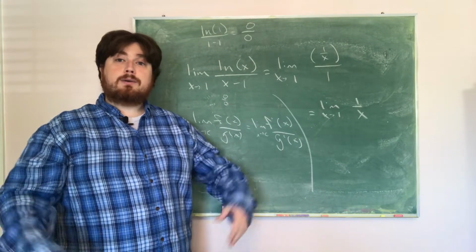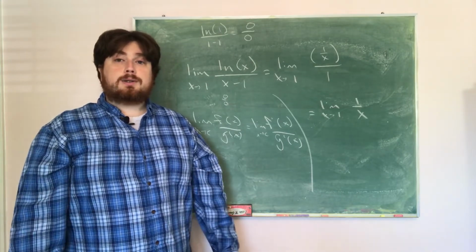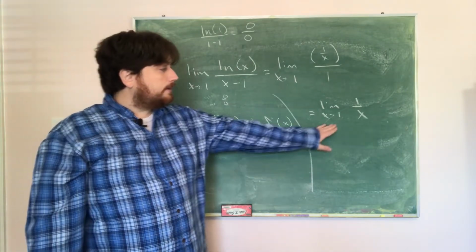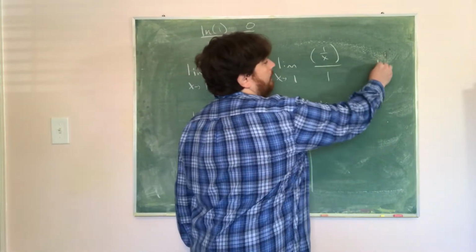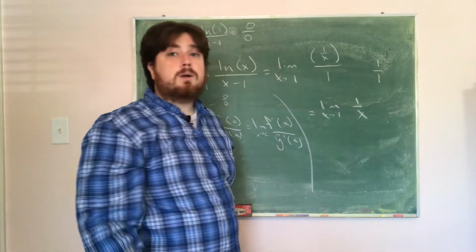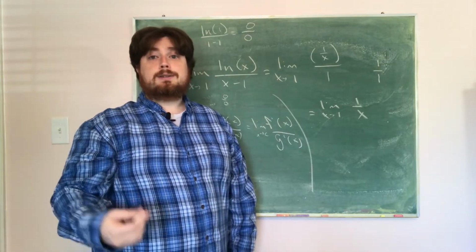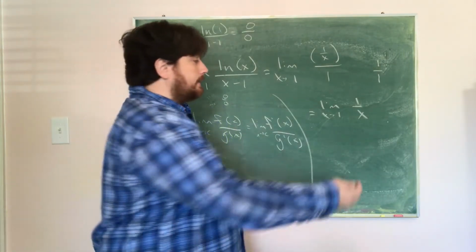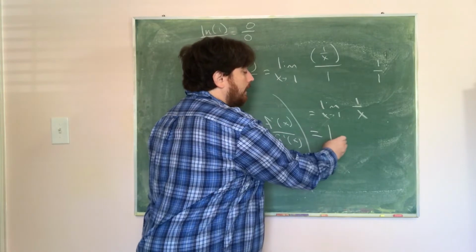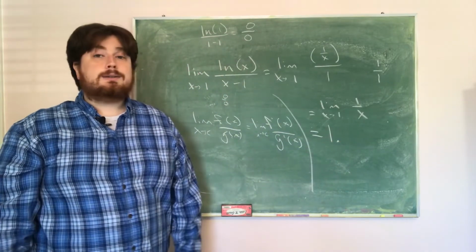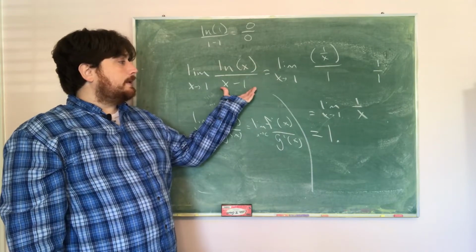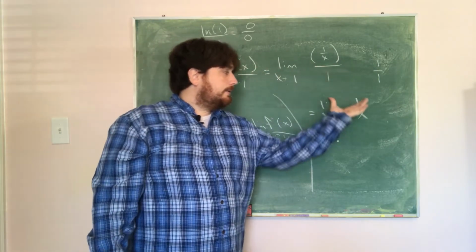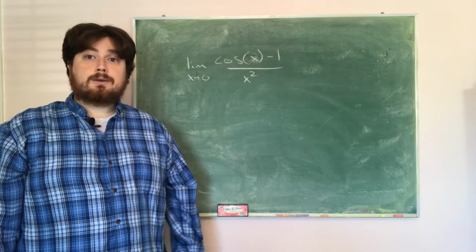And so now I have a new limit to evaluate, so I'm going to start the process over again. I'm just going to evaluate this function at 1. If I plug 1 in, I get 1 over 1, and 1 over 1 is just 1. That's a number. Therefore, my limit exists, and it's equal to 1. So I have now evaluated this limit. That is, the limit as x goes to 1 of natural log of x over x minus 1 is indeed equal to 1.